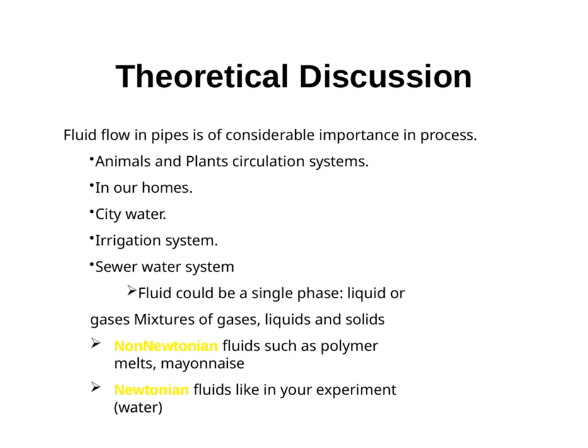Some fluids behave predictably, like water in your experiment. Others, like mayonnaise or polymer melts, don't follow those same rules. Today, we'll dive into the theory behind these different types of fluid flow.